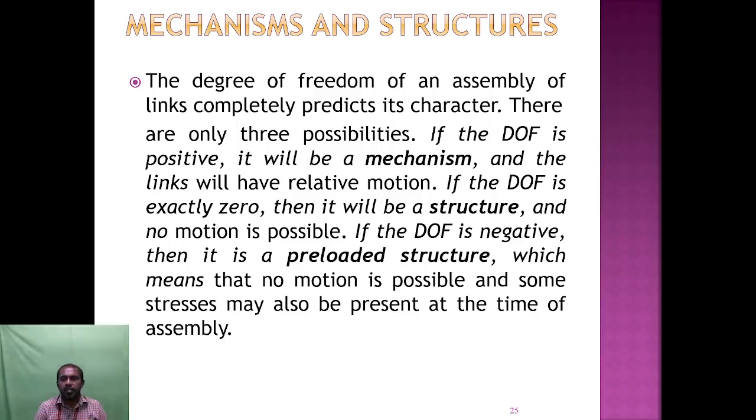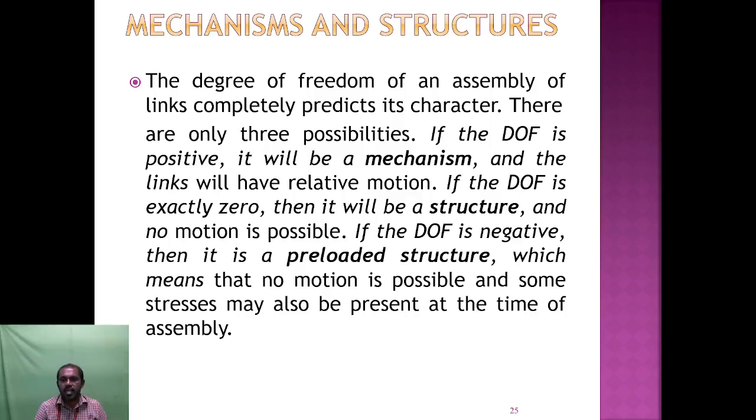The degree of freedom of an assembly of links completely predicts its character. There are only 3 possibilities. If the degree of freedom is positive, it will be a mechanism and the links will have relative motions. If the degree of freedom is exactly 0, then it will be a structure.